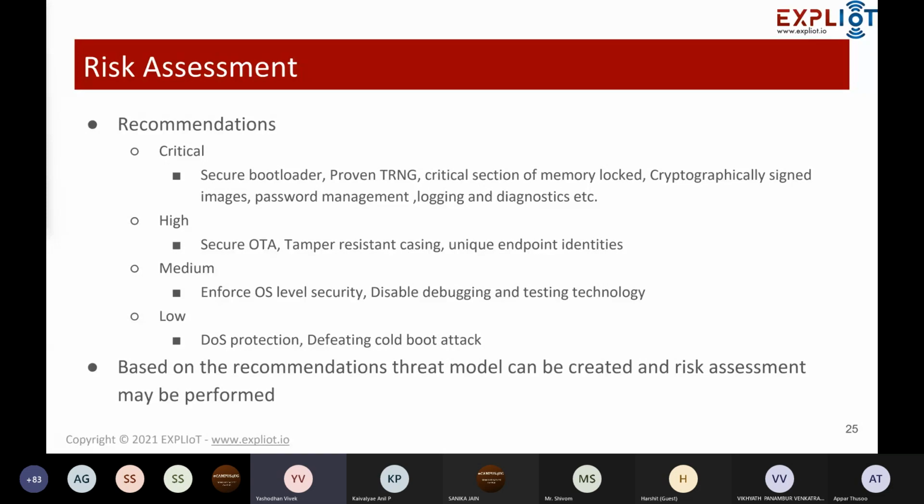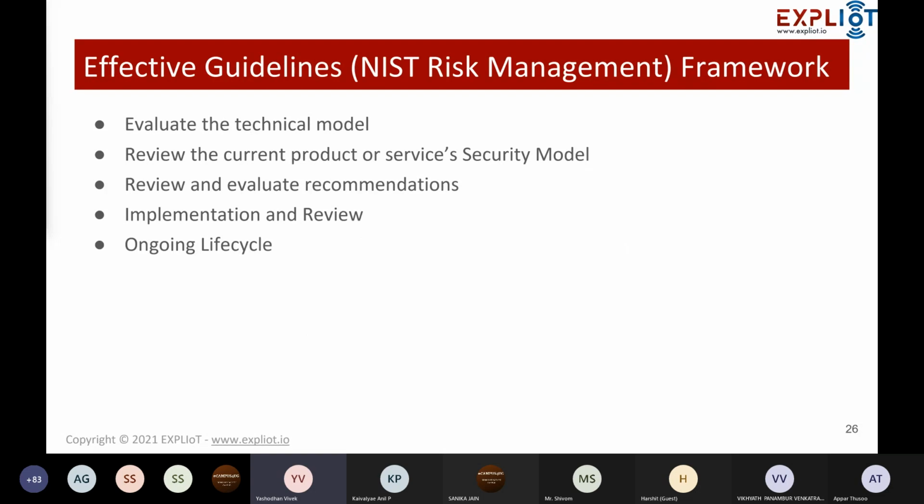And these are again based on your existing architecture. You create a threat model and a risk assessment for that, and how we can effectively use these things. So again, starting from that, first of all, you should be clear on what your system design is, what your technical model is, what the actual architecture is that you're following. Reviewing that existing technical model, what security measures are there?